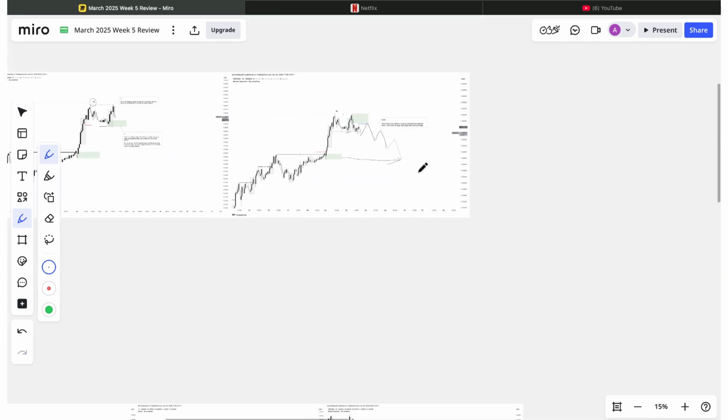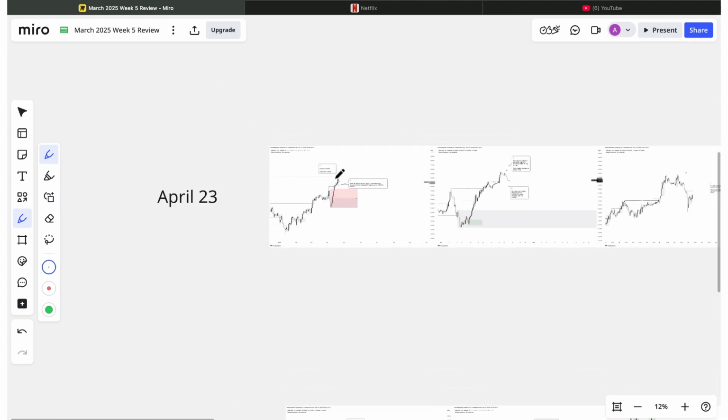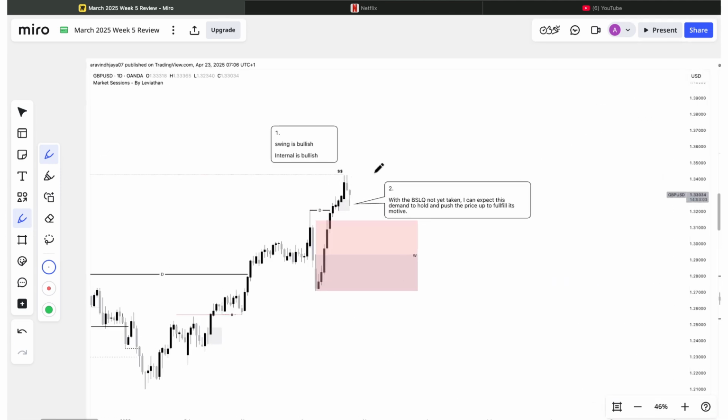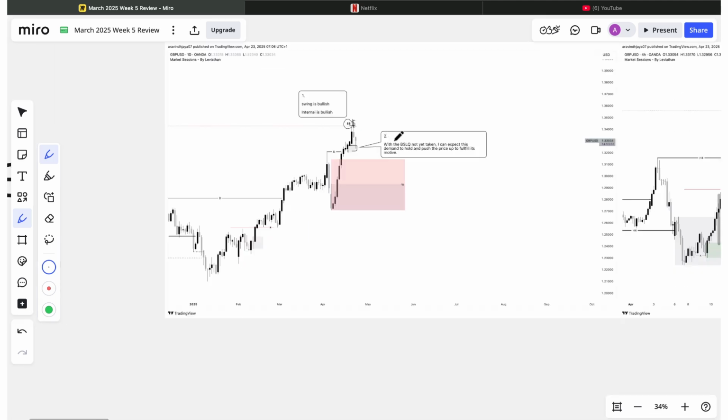So that's it from Tuesday. Let's jump into Wednesday and see what happened on this day. Still the price did not take out the daily buy side liquidity, and now we have formed a micro low from the daily perspective. There is a lot of chance that this daily demand could hold, and it can push the price up to take out both the buy side liquidity.